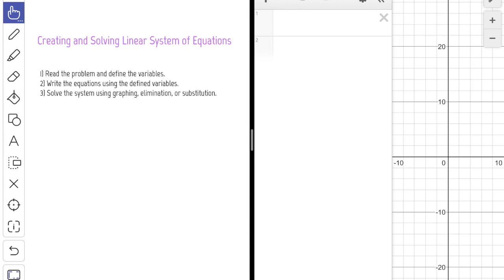So we're going to go through a few of these examples together. We are going to check them graphically. We're going to do some elimination and some substitution, but the main thing that we're going to focus on is making sure that we know how to read them and create the equations themselves.